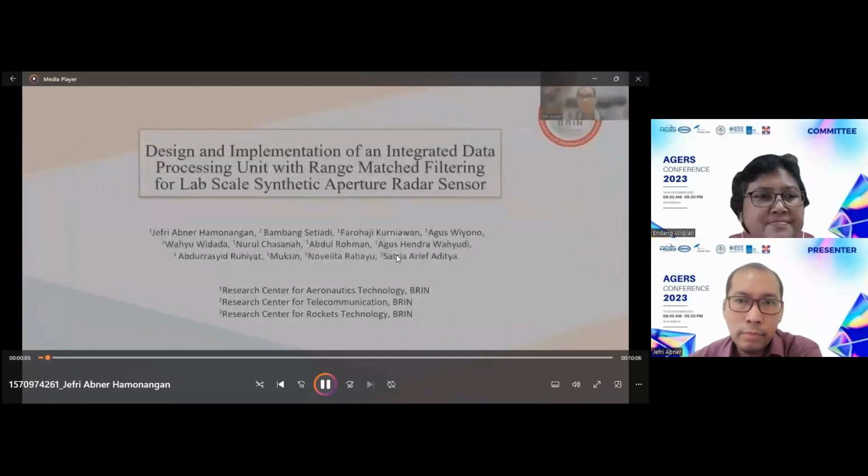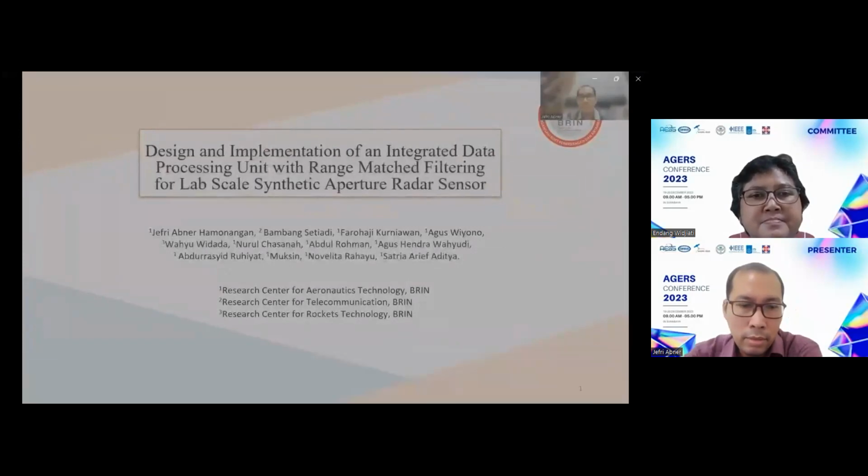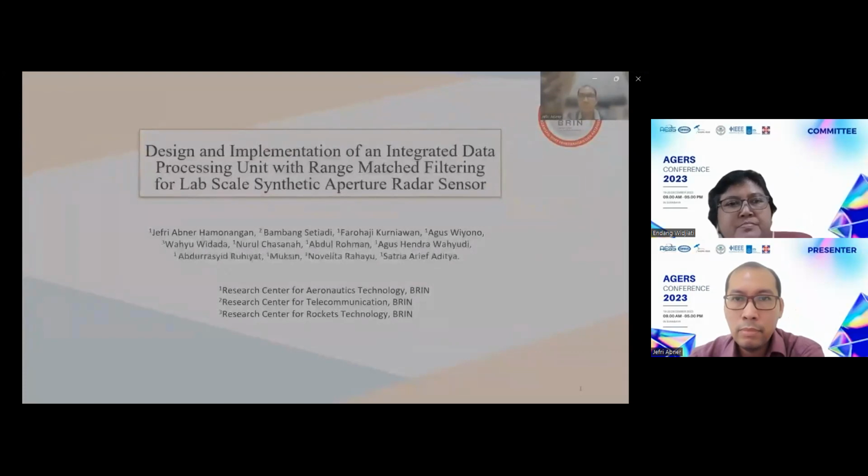Ladies and gentlemen, friends and colleagues, my name is Jeffrey. It is an honor for me to stand before you today to present the result of research that has been done by me and my colleagues. The research title is Design and Implementation of an Integrated Data Processing Unit with Range Match Filtering for Lab-Scale Synthetic Aperture Radar Sensor.